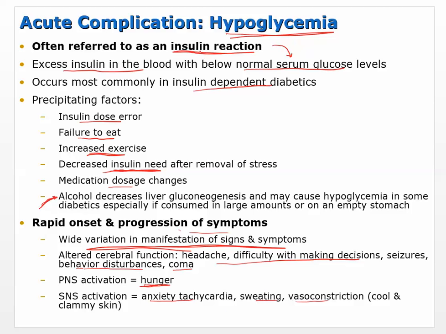So a lot of times we call this insulin shock, but of course shock hints at cardiovascular involvement and a drop in blood pressure, which can happen.